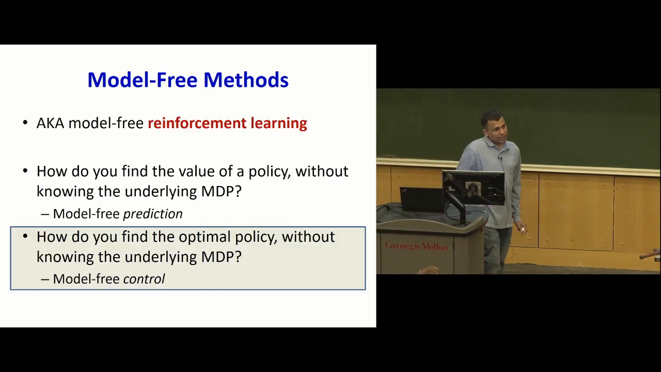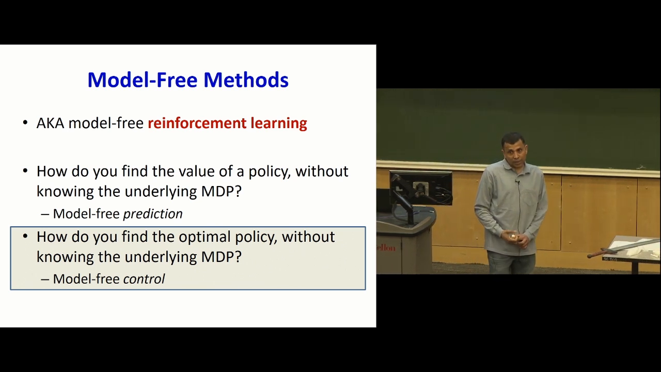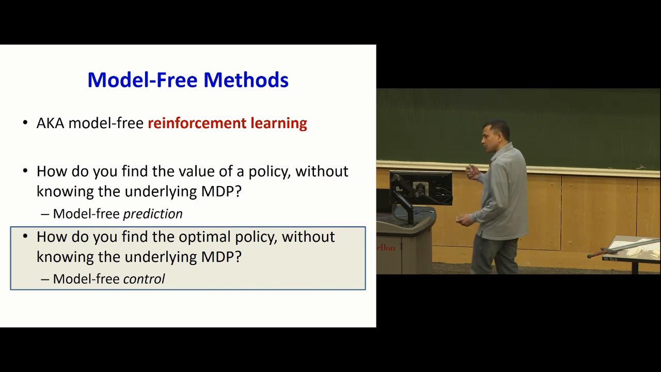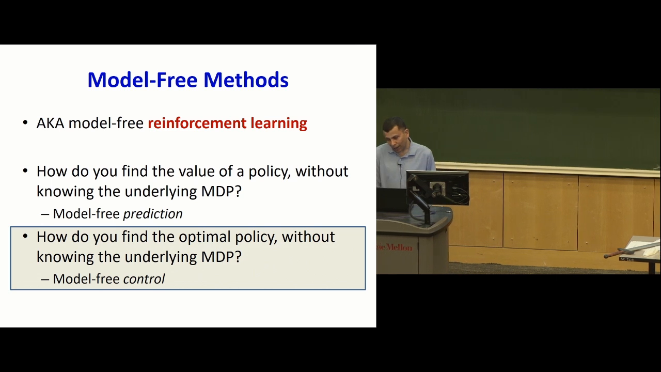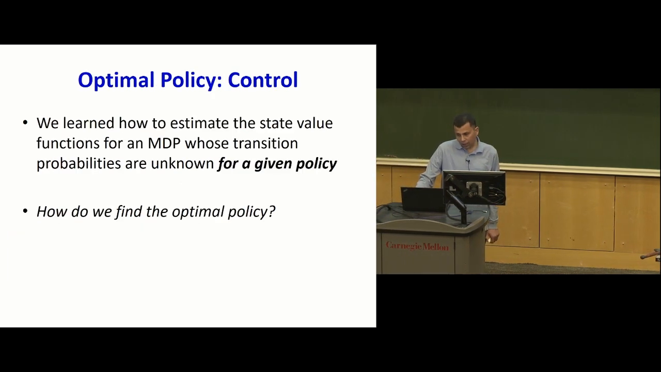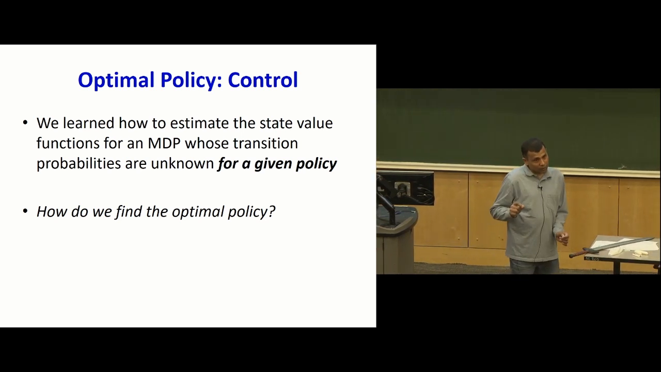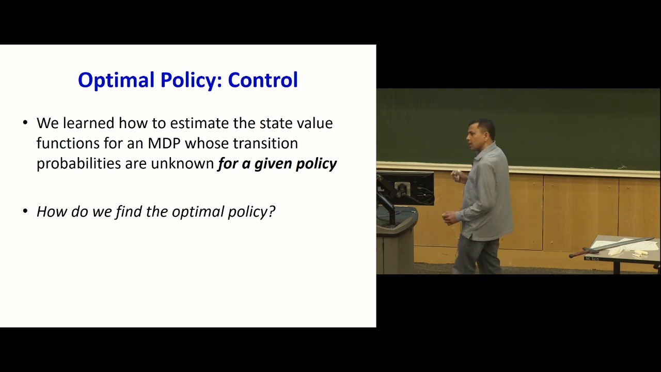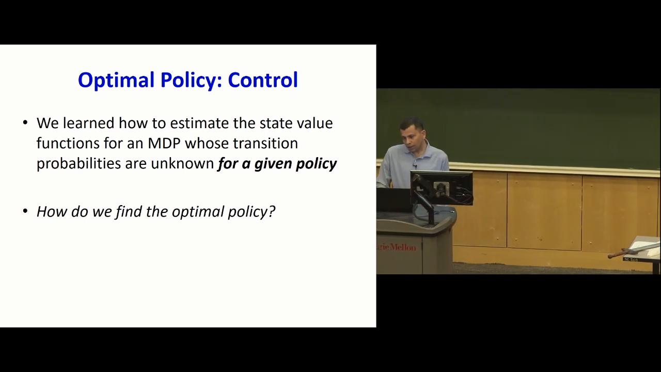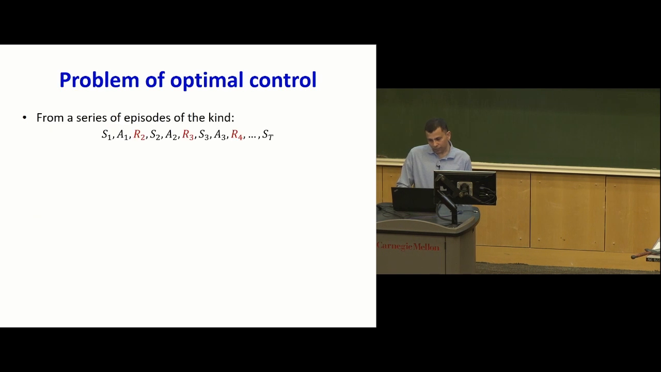But then what we are really interested in is not finding values for states. What we are really interested in is finding optimal policies. And so how can we extend this to find the optimal policy? We've learned how to estimate the state value function and the action value function for a given policy. The question is, how do we find the optimal policy? So this is the problem of optimal control.